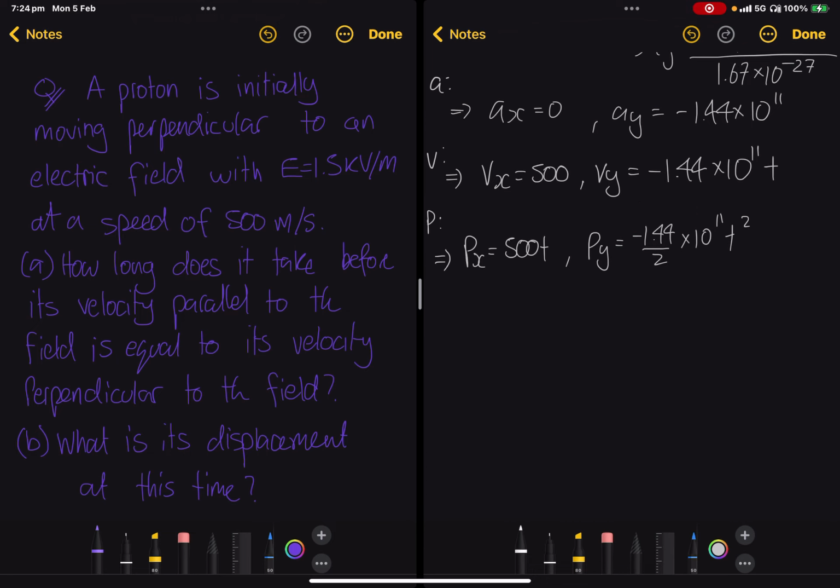Now question A says, how long does it take before its velocity parallel to the field is equal to its velocity perpendicular? This is, when is Vx equal to Vy? So we need to find Vx equals Vy and solve this for time. So we get 500 is equal to minus 1.44 times 10 to the 11 times time.